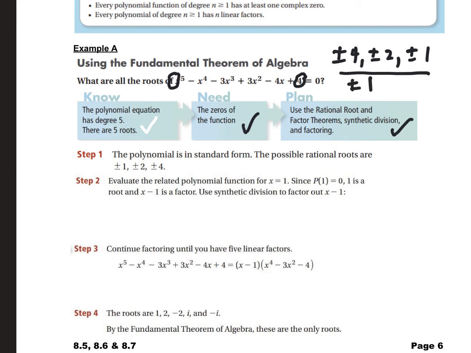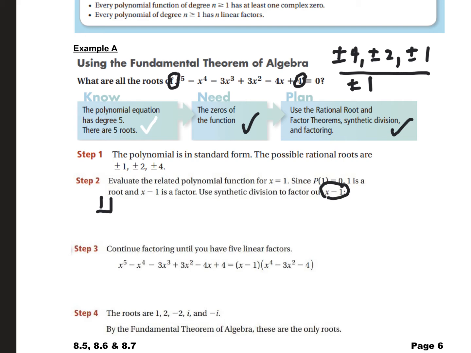So when you divide this, 1 divided by 1, you're going to get plus or minus 1. 2 divided by 1 is plus or minus 2. And then plus or minus 4 divided by plus or minus 1 gives you plus or minus 4. So we're going to check which of these is going to be a possible zero or root. We're going to evaluate x equals 1, and we want to see if the remainder is 0. So let's write 1, and we're checking if x minus 1 is a factor.